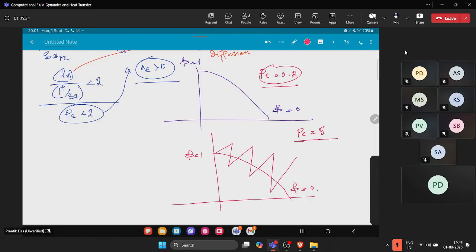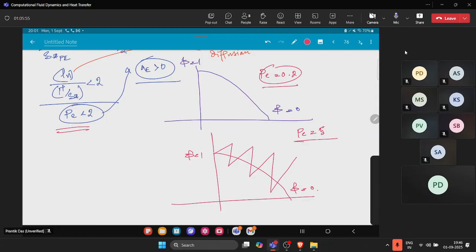So numerical instability kicks in when the Peclet number is greater than 2. This scheme is stable if the Peclet number is less than 2. If the Peclet number is greater than 2, then it will kind of blow up. Okay. So is it clear to all of you? Yes, sir. Okay. So this is one of the things you should keep in mind.